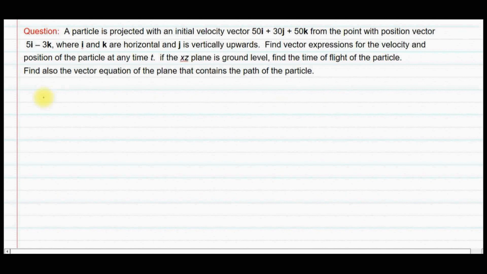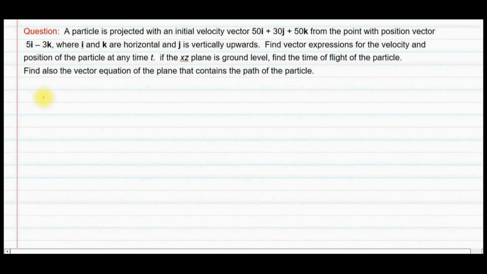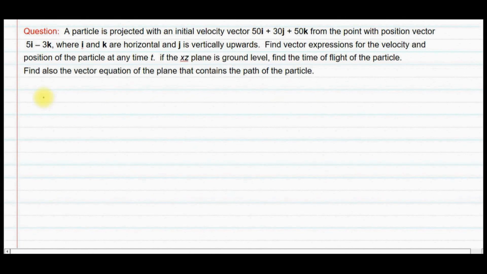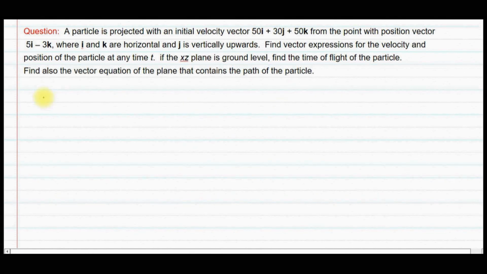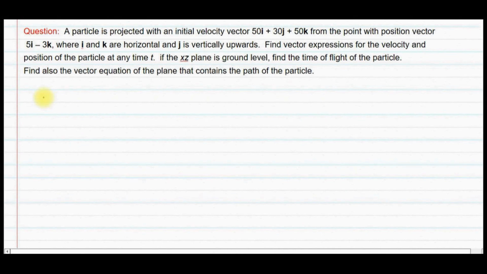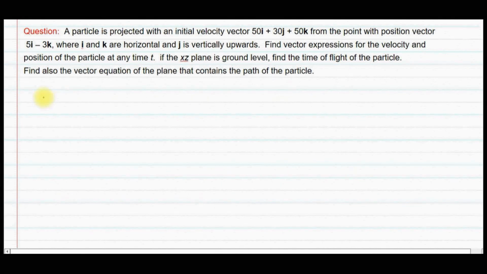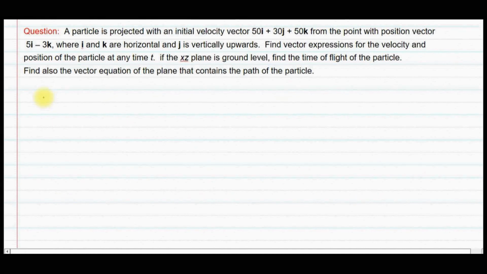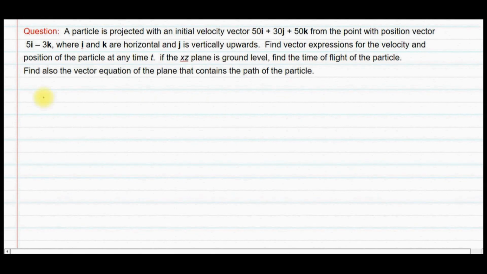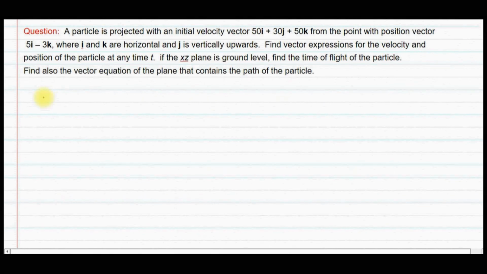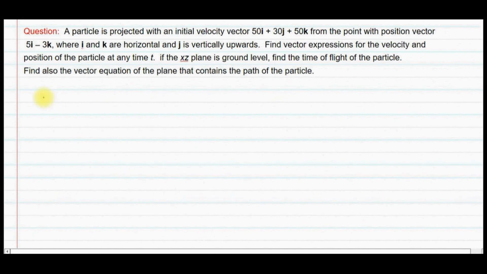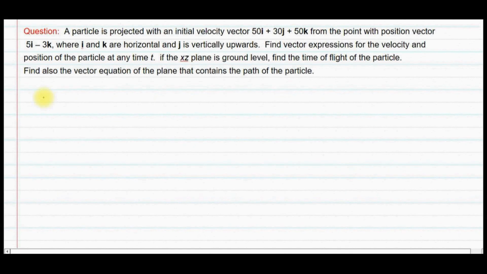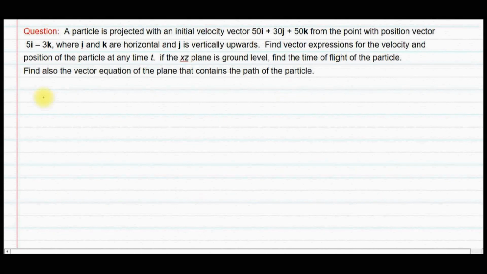A particle is projected with an initial velocity vector 50i plus 30j plus 50k from the point with position vector 5i minus 3k, where i and k are horizontal and j is vertically upwards. Find vector expressions for the velocity and position of the particle at any time t. If the xz plane is ground level, find the time of flight of the particle. Find also the vector equation of the plane that contains the path of the particle.